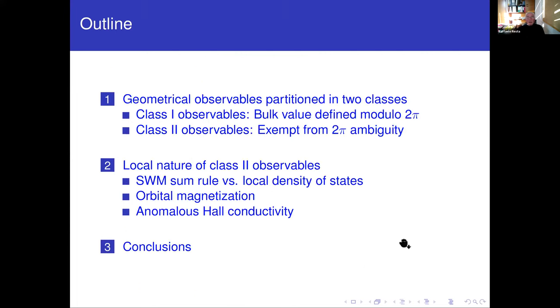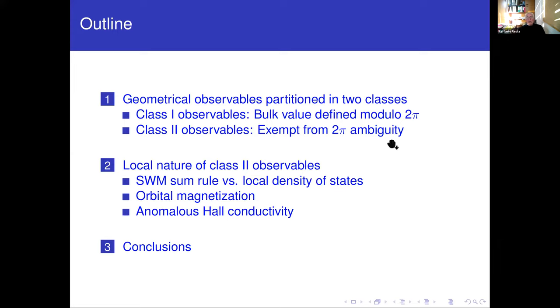Now, going back, the outline is here. I will convince you that geometrical observables are very different from one another, and in particular are partitioned into different classes. What I call class one observables, the bulk value is defined only modulo the quantum David was speaking about, which in dimensionless units I would say is 2π. Then you have to see what the dimensionless units are. Then there are class two observables, which instead are single valued and exempt from any quantum ambiguity. As David has shown, orbital magnetization is in this class. The anomalous conductivity is also in this class.